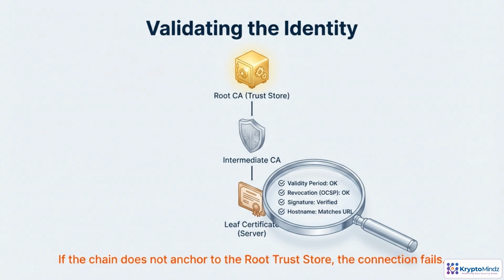The browser checks several things along this chain. Is each certificate still within its validity period? Has any certificate been revoked, for example via OCSP? Does each certificate's digital signature verify correctly using the public key of the one above it? And finally, does the server certificate's hostname actually match the URL you typed? Only if all those checks pass and the chain anchors to a trusted root is the identity accepted. If any step fails, the trust decision is simple. The connection is rejected.